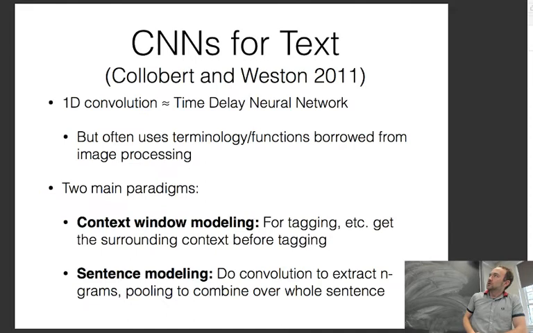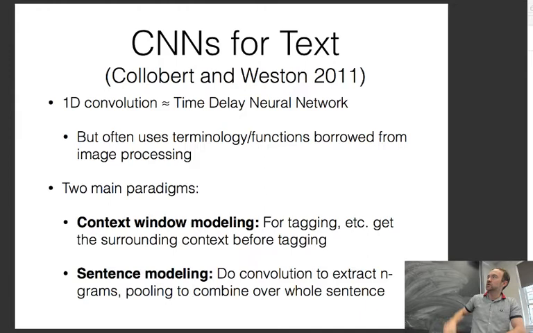Because we're talking about text this time, I'm not going to talk about 2D sweeps through things. 2D sweeps through things are very, very important for images. They're less important for text. They're sometimes used in speech, but not very often. Because in speech, you have an ordering of the frequencies that you're looking at, and you can sweep over various orders of the frequencies. But for text, we almost always use a 1D convolution.